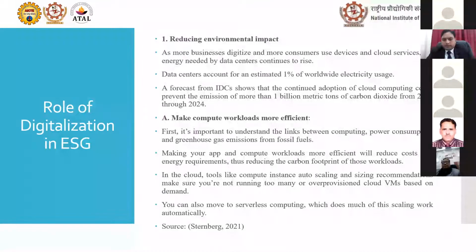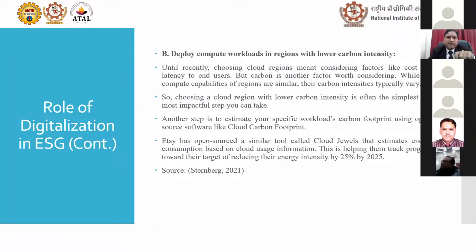And then you can also move to serverless computing. See, serverless computing does much of this scaling work automatically, right? So this can reduce environmental impact. One more point included in reducing the environmental impact is to deploy compute workloads in regions with lower carbon intensity. So you deploy your compute workload in a region which has low carbon intensity, so at least the load gets shared somewhere. If a region is already loaded with high carbon intensity, you are additionally adding, so try to divide that load. So choosing a cloud region with lower carbon intensity is often the simplest and the most impactful step that you can take towards ESG, right?